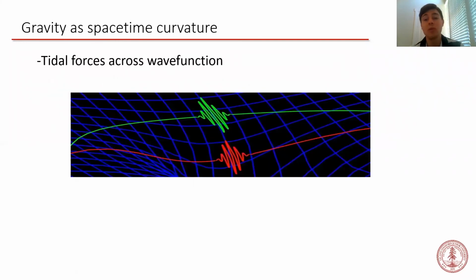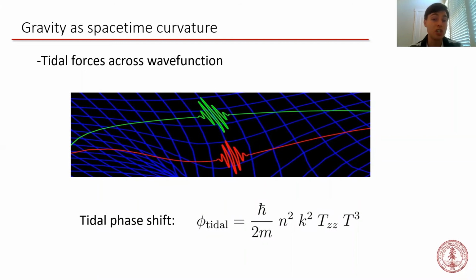In the language of general relativity, we can describe a non-local interferometer as one in which there's non-trivial space-time curvature across the wave function. So this image is a representation of such a situation where the two arms evolve in a curved space-time and they experience gravitational tidal forces. There's a phase shift associated with this regime, which I will call the tidal phase shift.